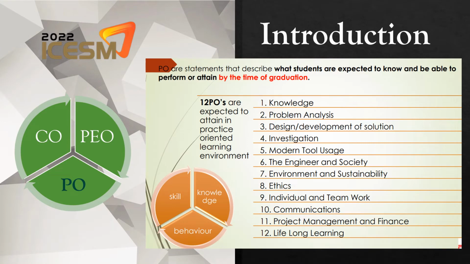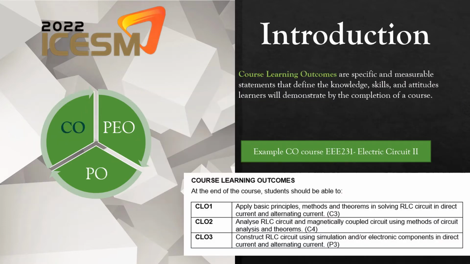Second element is PO. PO are statements that describe what students are expected to know and be able to perform or attain by the time they are graduates. This is the list. 12 PO are expected to attain in practice-oriented learning environment. These 12 PO actually specifically guided by the ETEC body for engineering program in Malaysia.